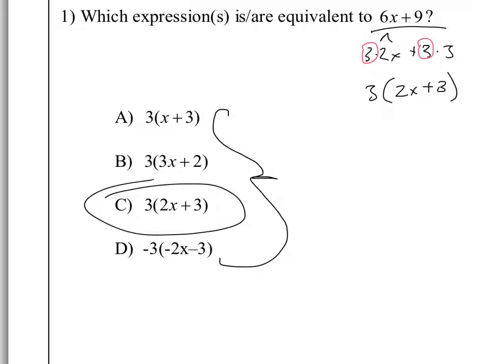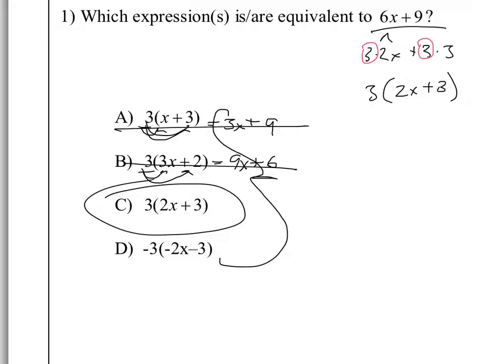However, if we really want to go through and test all of the other answers, we can actually go through and do the distribution for each of these. So 3 times x would be 3x, and 3 times 3 would be 9, 3x plus 9. So that's not going to be right. Here we distribute, this is going to give me 3 times 3x is going to be equal to 9x, and 3 times 2 is going to be 6. So not quite the same.